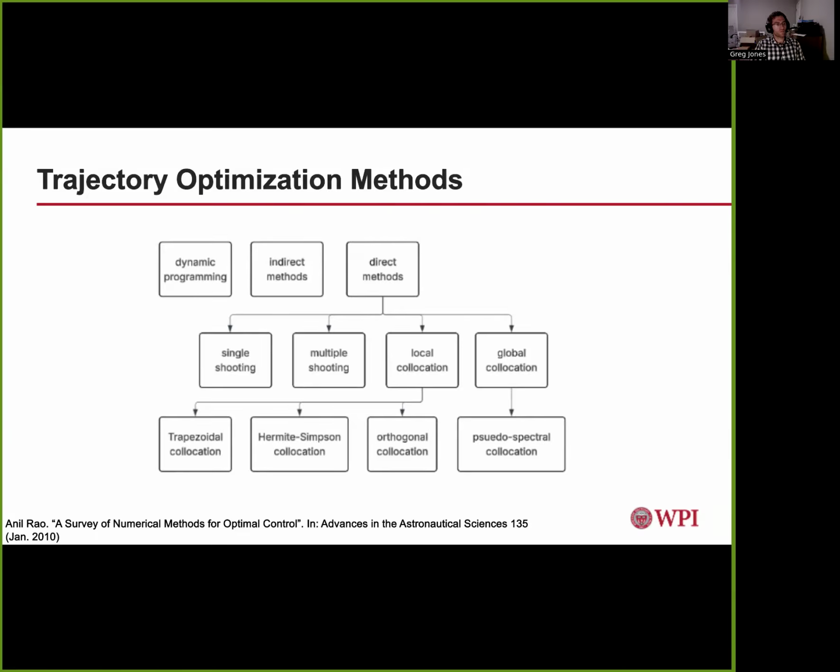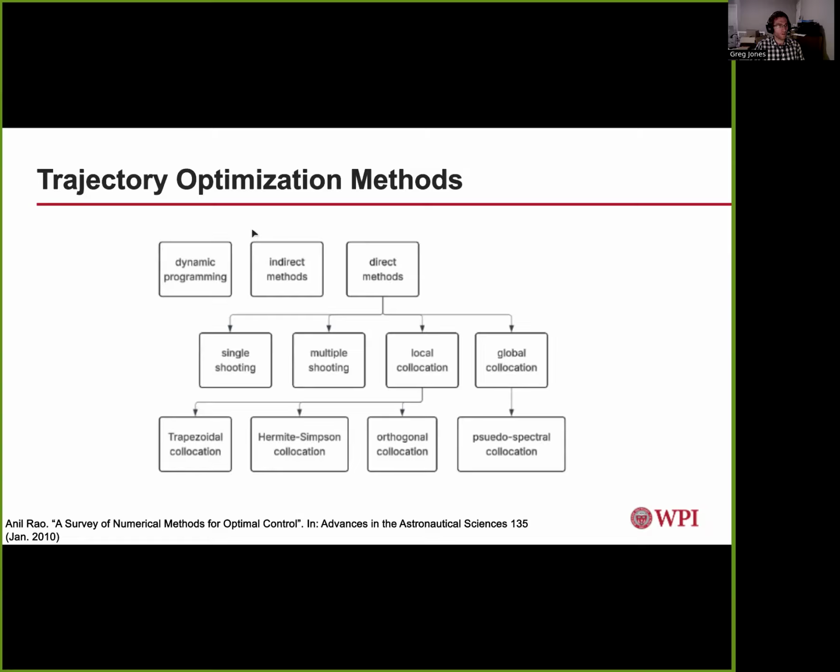And so in this case, you discretize the state and control trajectories and then solve the problem using a nonlinear programming solver. And the process of getting the problem into a discrete form is called transcription or collocation. However, as I mentioned, they're generally less accurate than indirect methods.